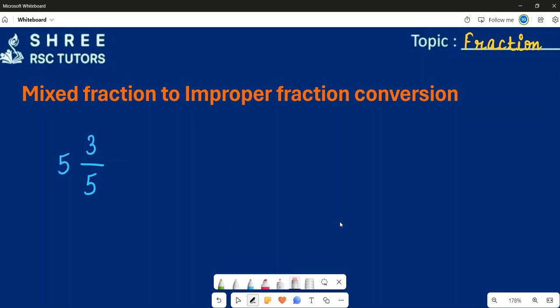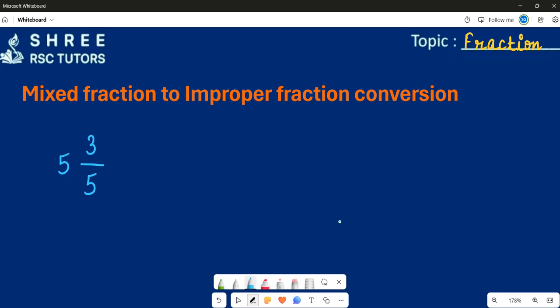So today we will learn about mixed fraction to improper fraction conversion. So first of all, let's try to understand the concept with the help of an example. So for example, let's say the fraction is 5 whole 3 over 5.